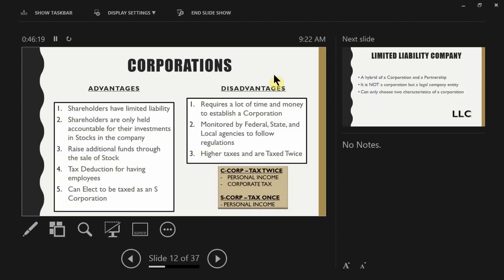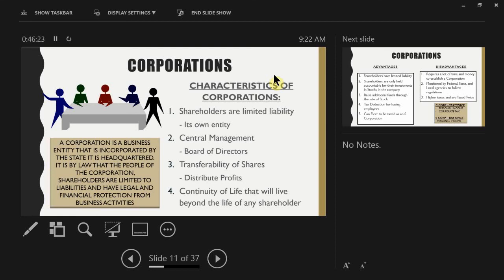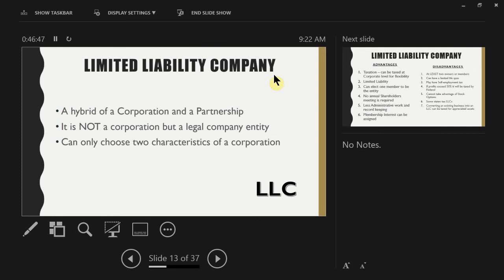So again, let's look at the 4 different corporate characteristics. It needs to be either or. Either you have shareholders, or you have a central management, or you have some way of distributing your profits through dividends, or you have continuity of life as long as you have one person involved. So a limited liability company is more likely to either have stocks and distribute through dividends, or have a central management that runs the company, and who runs it is your shareholders. So it only carries at least 2 characteristics of a corporation, but it's not fully a corporation, but it is a legal company. Okay?